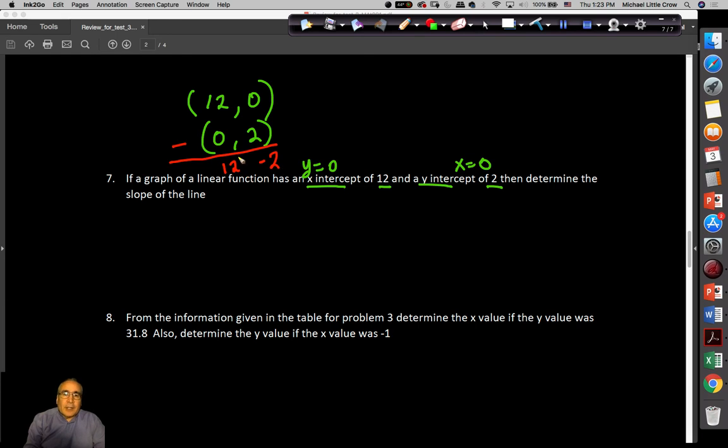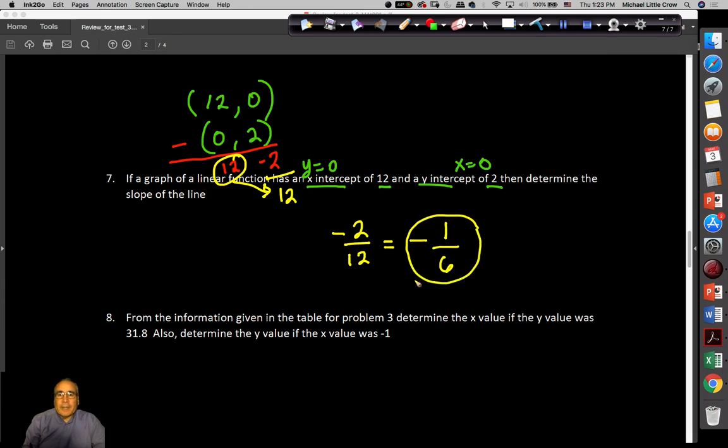And then we just simply take the x, tuck it underneath the y, and there's our slope. Negative 2 over 12, which reduces down because 2 goes into both of these, to negative 1/6. Just like that. But using the definition of what an x-intercept is.